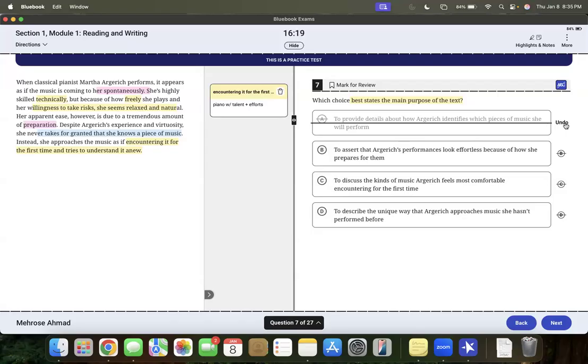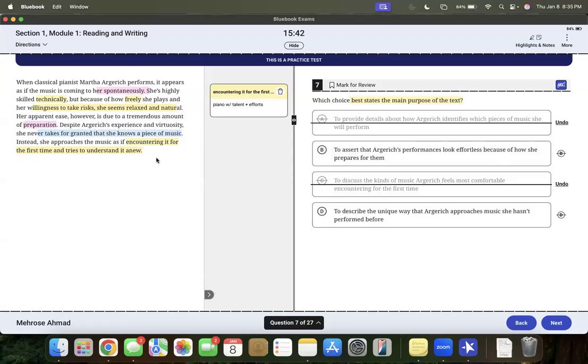Okay, well, this is definitely plausible because the first sentence says, when she's performing, it seems like it's just coming to her naturally and she plays freely and she takes risks. But at the same time, that is because she works so hard. Definitely plausible. C, discuss the kinds of music she feels comfortable encountering for the first time. Distractor answer because while this word encountering is used in the text, the word in the text is describing that she's encountering music that she's already seen.